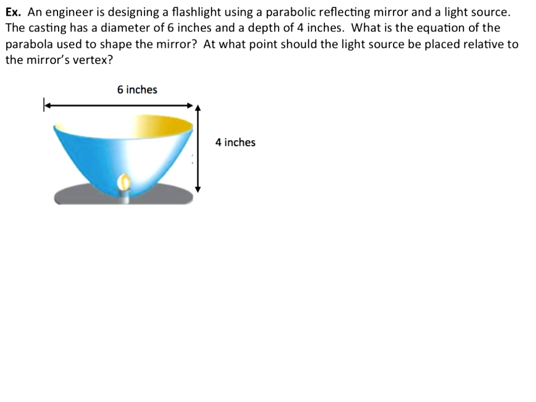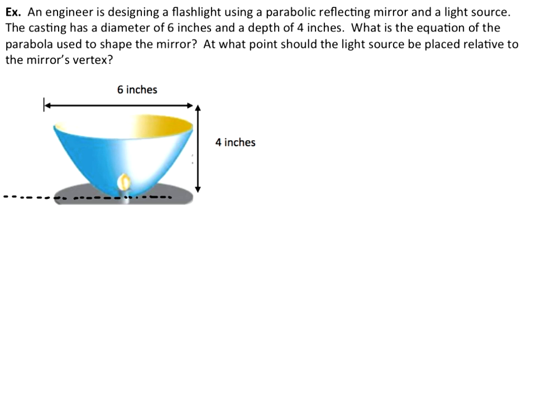All right, so in this case, an engineer is designing a flashlight using a parabolic reflecting mirror and a light source. The casting has a diameter of 6 inches and a depth of 4 inches. What is the equation of the parabola used to shape the mirror first, and then secondly, at what point should the light source be placed relative to the mirror's vertex?